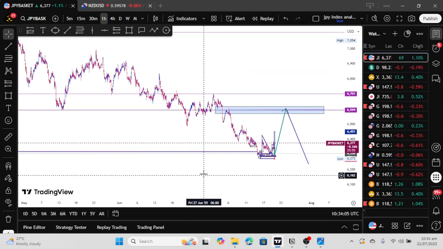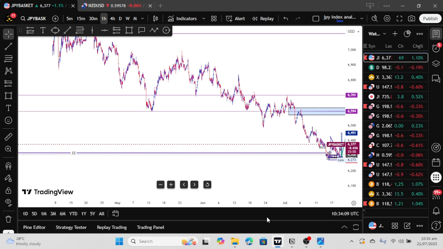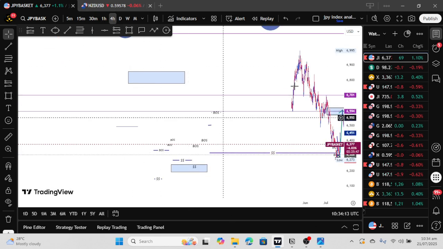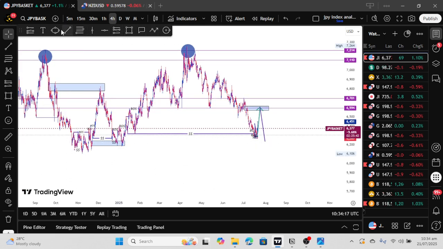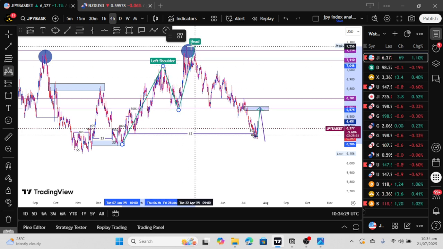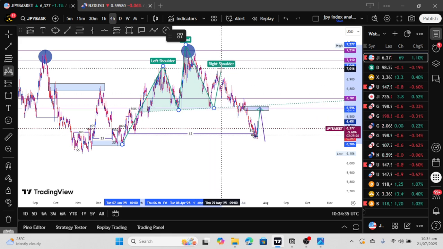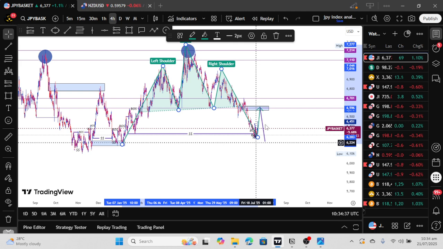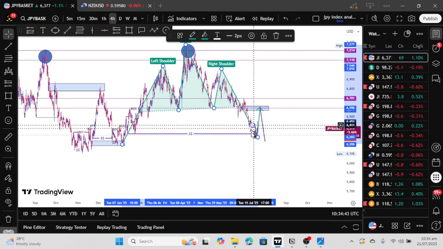We will be waiting. So I showed you that this is a head and shoulder pattern. Let's go on the 4 hours so I can show you the head and shoulder pattern here. So this is the head and shoulder pattern. From here, this is the left shoulder. You can see this is the head, this is the neckline, this is the right shoulder. Then what are we waiting for? A retest before push back down. Understand what I'm saying? So this is what we have here.